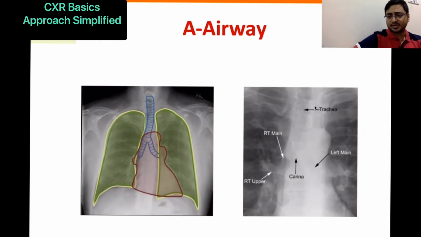So you can see the radiolucent structure is the trachea. This is the left main and this is the right main bronchus, and this is the carina where it has been divided. This is the schematic diagram, and you can see the right upper bronchus also a little bit. So this is how a normal chest X-ray looks like. But if there is any deviation, then it can be easily understandable whether it is deviating to any side or it is not visible or any other signs. So this is about the airway.